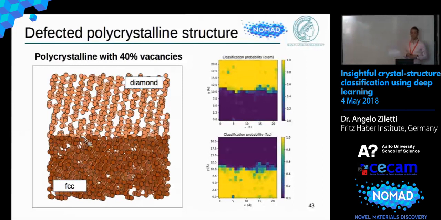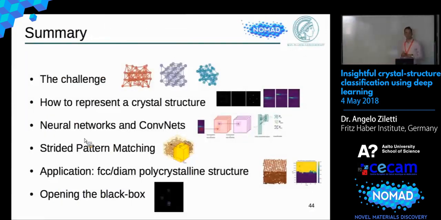So this brings me towards the conclusion. I introduced the challenge that we have in classifying the prototypes, this kind of structure according to the prototype, with heavily defective structure. The two representations that we bring forward are tailor-made for the task of crystal structure recognition: the two-dimensional diffraction fingerprint and the three-dimensional one. I showed you the neural networks and the CompNet that we use, and this slide pattern matching technique, and an application to FCC and diamond crystal structures. And we also tried to open the black box and see why the neural networks arrive at the classification.